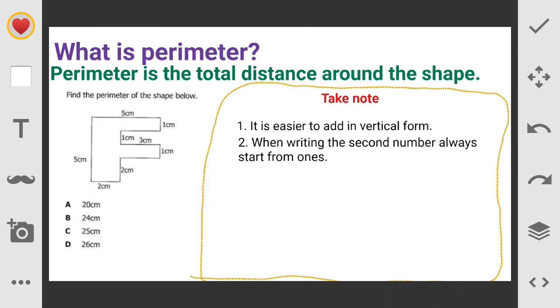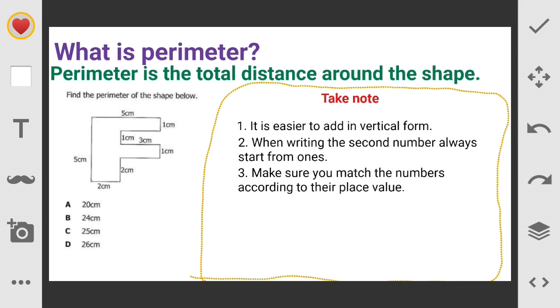The second one, make sure you start from ones, then going to tens, hundreds, thousands, until where they are ending. The third point is make sure you match the numbers according to their place value. If you start from ones, make sure you match the numbers according to their place value. So the number on top matches the ones on the number on the bottom. That's what it means, so that when you're adding, you add ones alone and tens, just like that.